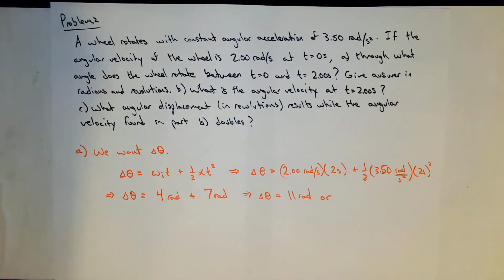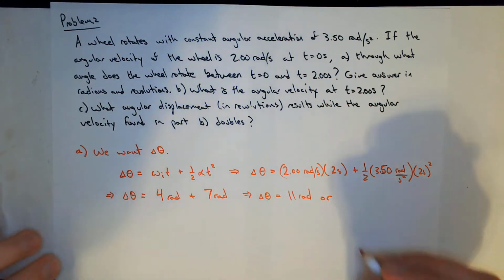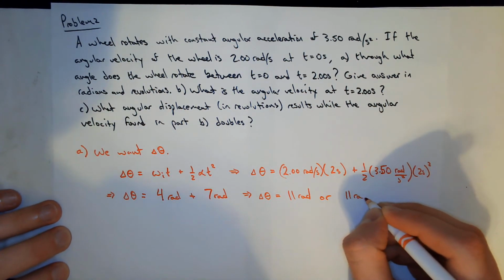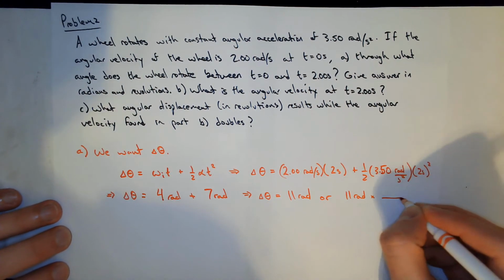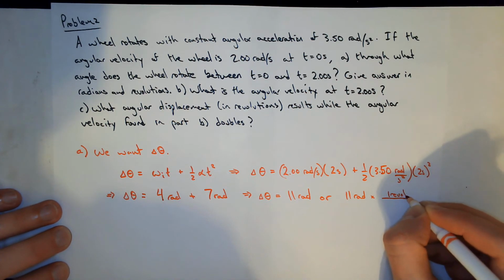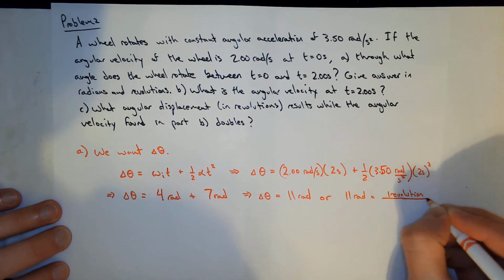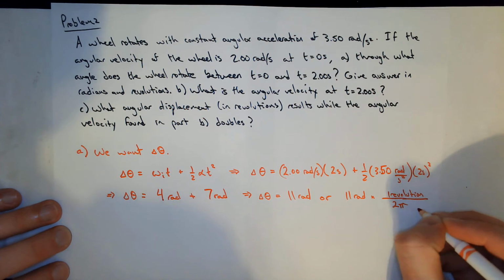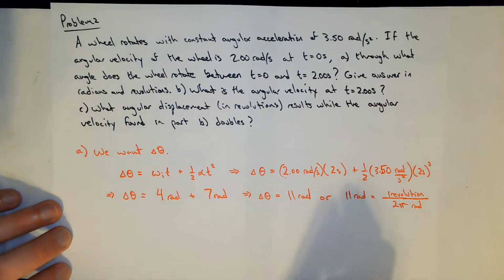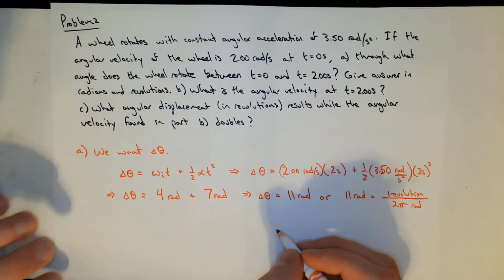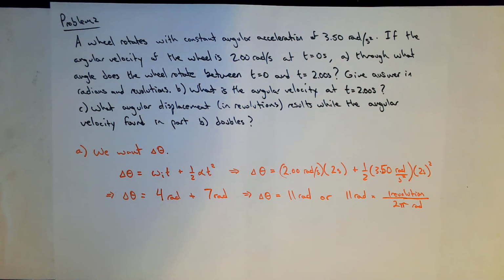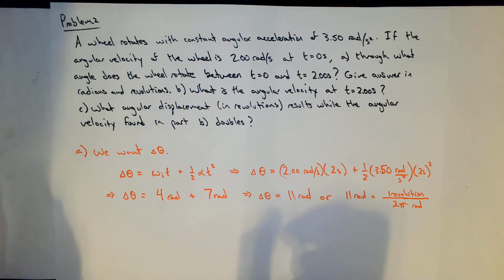Or, how many revolutions is that? Well, you would just say 11 radians times 1 revolution per 2 pi radians. So those radians will cancel. That will give us, and I'm just going to peek at what the answer is, just to make this easier, 1.75 revolutions.